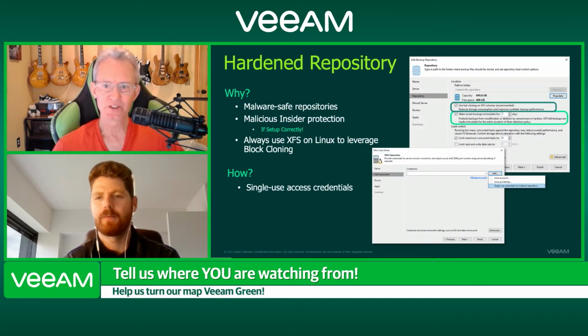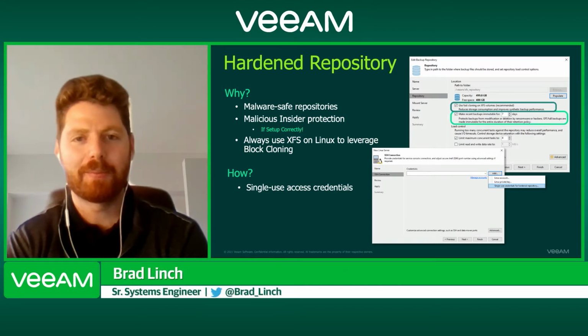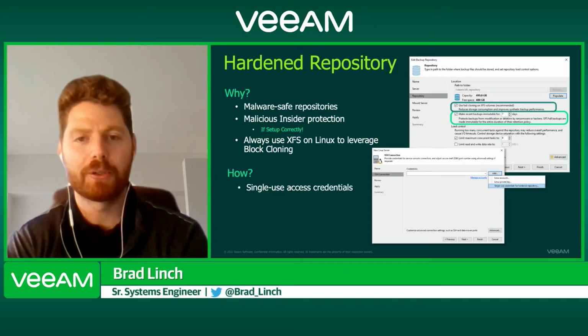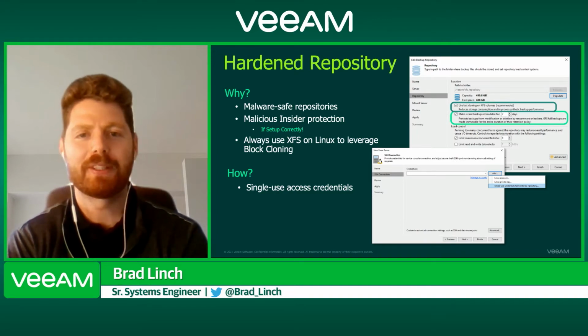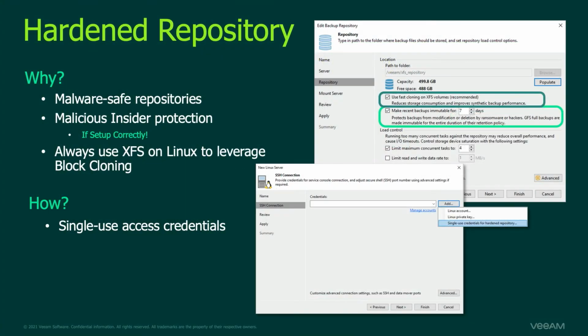This is a new feature that came out in version 11 in February of this year. Yeah, this is probably my favorite feature of version 11. CDP got a bunch of hype. Our integration with Google Cloud Storage got a bunch of hype, but this is easily my favorite. What this is, we call a Linux hardened repository. So with any Linux JBOD server, this would work with any hardware under the covers.